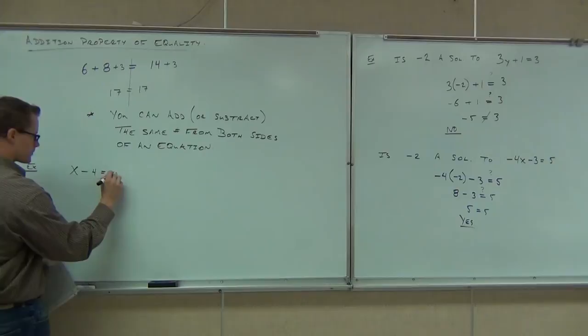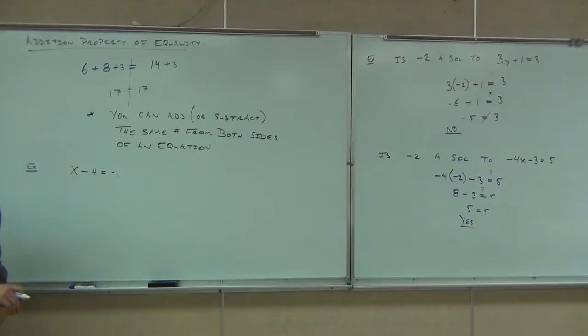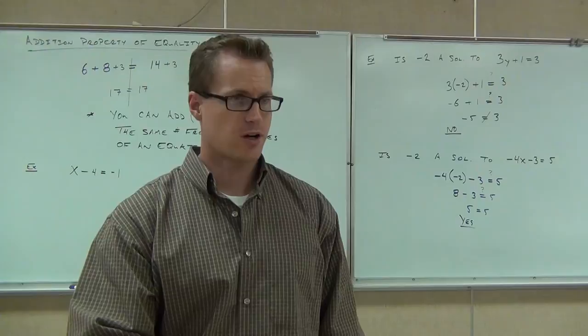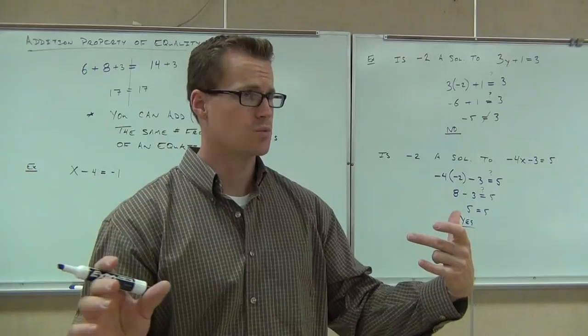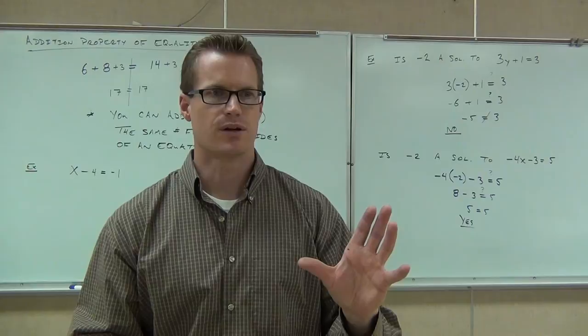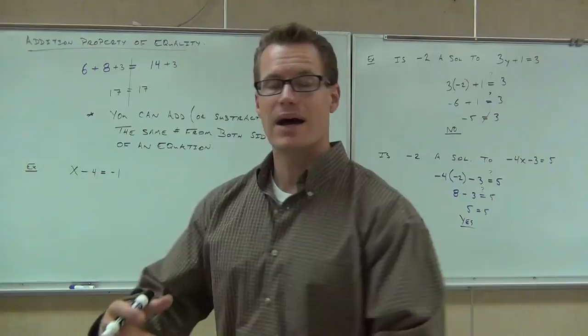X minus 4 equals negative 1. And we want to solve that. Listen, here's the idea about solving an equation. Your ultimate goal is you want to get the variable all by itself. Nothing else around it, just variable equals number. That's what you want. Are you with me on this? You want just the variable by itself. What's our variable? X. Is it by itself on one side of the equation right now? No. What else is over there? Minus 4. That minus 4, that's something we need to get rid of.